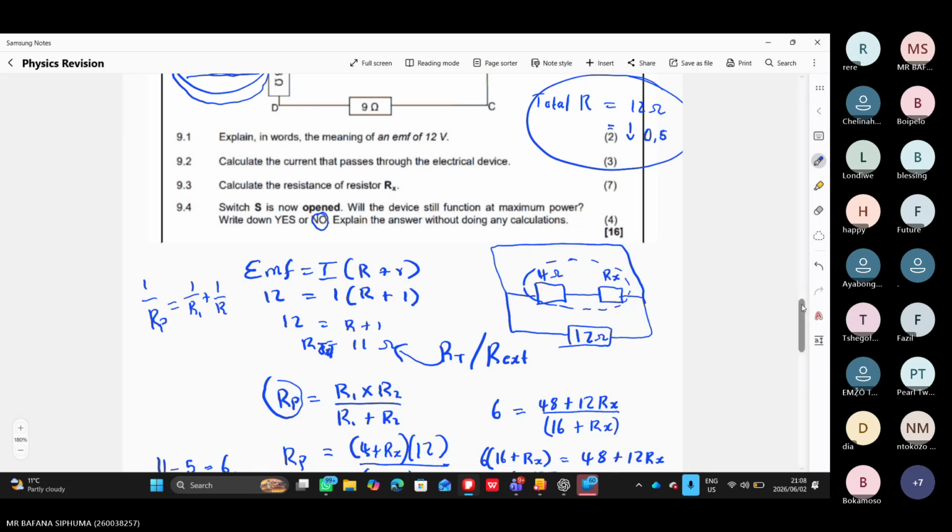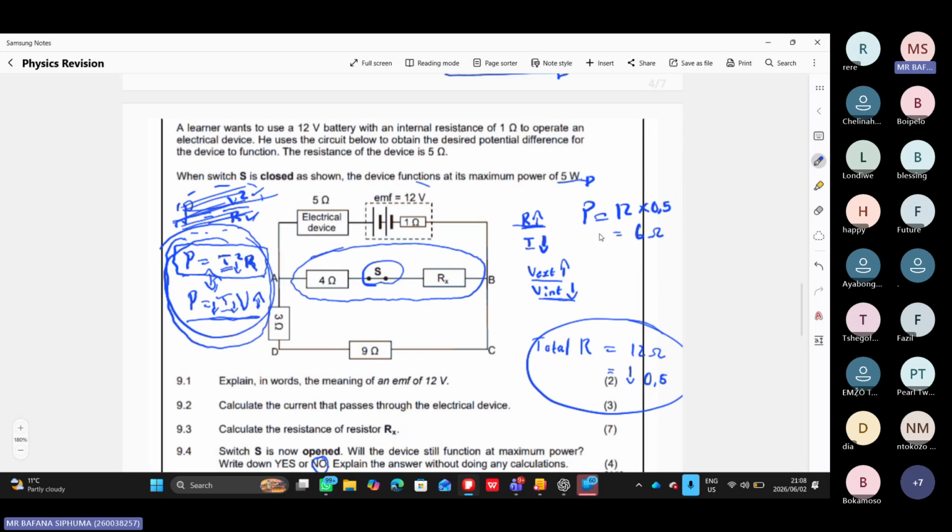Because the power has changed. The value of the power is changed. The maximum power is no longer 5, it's now 6. And then you just explain using these things over there. You explain in terms of those things and maybe write a formula.